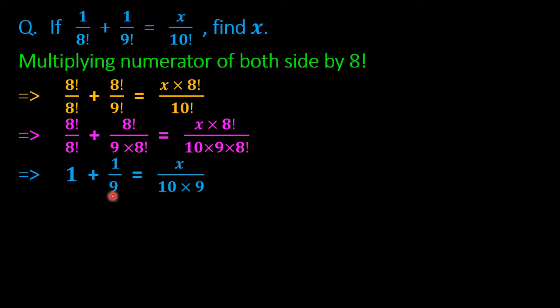In the left hand side we will do the LCM and then simplify. 9 ones are 9 plus 1 is 10. So it will be 10 by 9, which equals x by 9 tens are 90 on the right hand side. Then we get the value of x, which is 100, because 9 tens are 90, so 10 into 10 is 100. The value of x that we have got is 100. So in this way we have to solve.